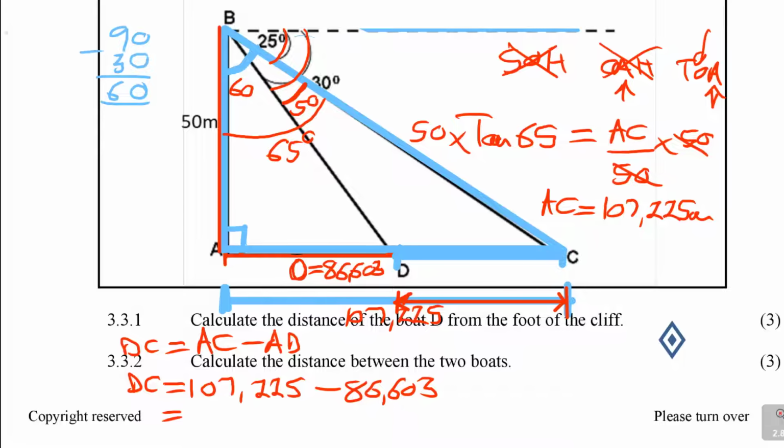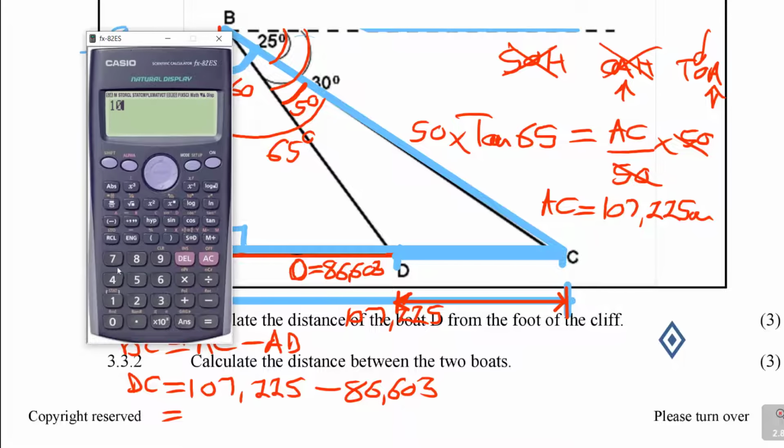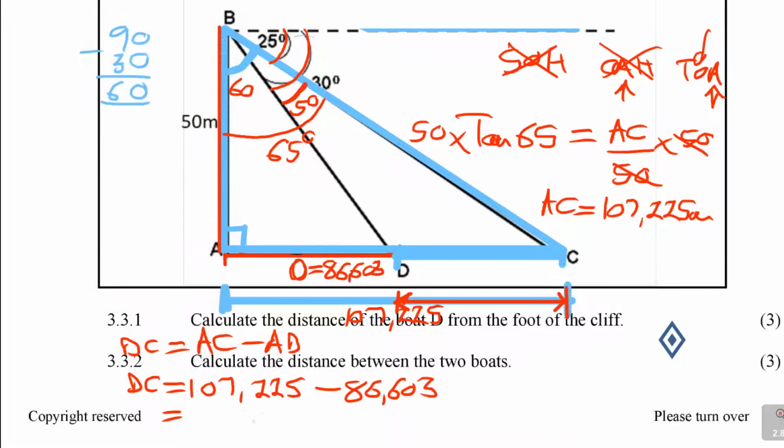Are you seeing? And then if I can just subtract that, it's 107,225 minus 86,603. What does it give me? It gives me 20,622. So that is that distance, guys. 20,622 meters. So the distance between the two poles is that.